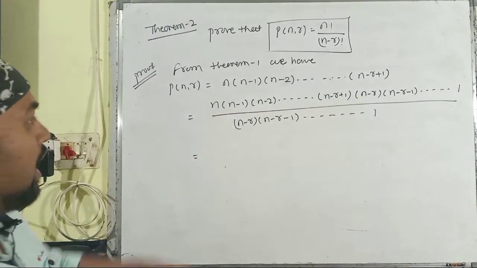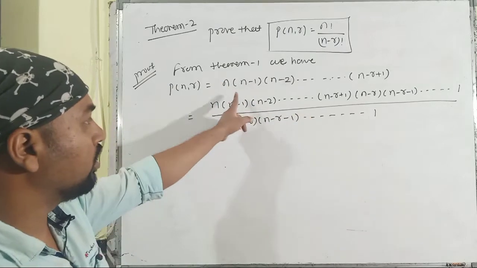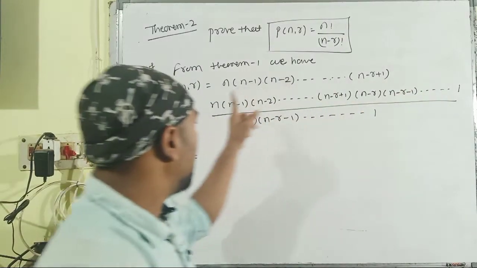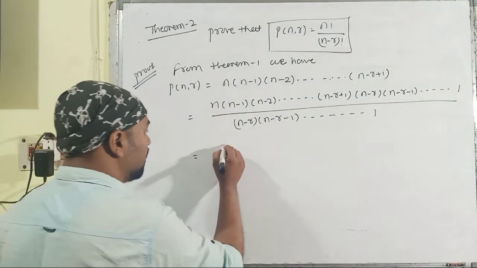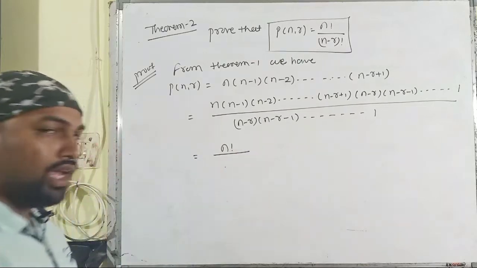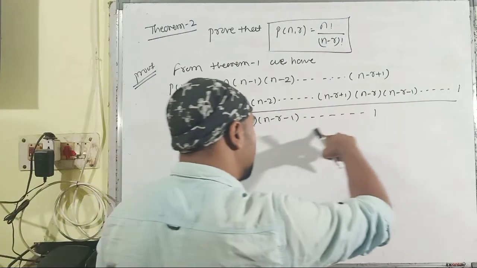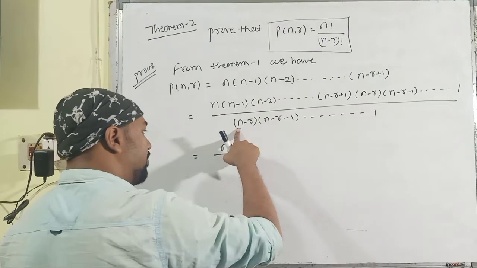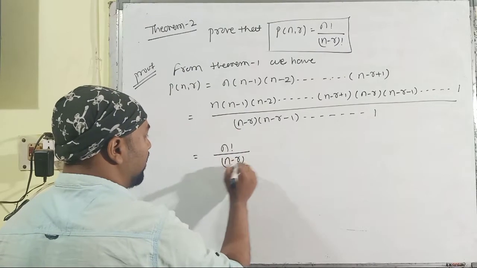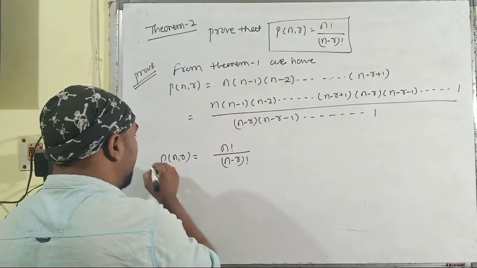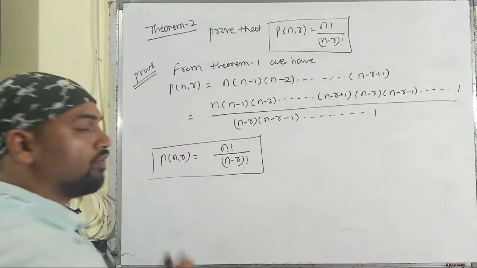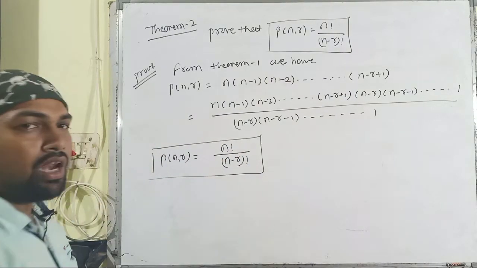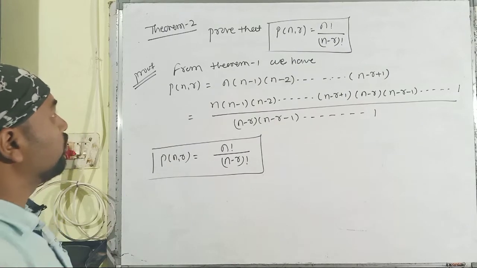You can see that now the numerator is in such a form that this is the continued product of n different things, or n different numbers, starting from 1 up to n. That means it is none other than n factorial. Again, the denominator is in such a form, it is again in the decreasing order. It is the continued product, and it starts from 1 up to n minus r. That means it is the factorial of n minus r. So the shortcut formula of the permutation of n different things taken r at a time is given by n factorial divided by factorial of n minus r. So this is all about theorem number 2.